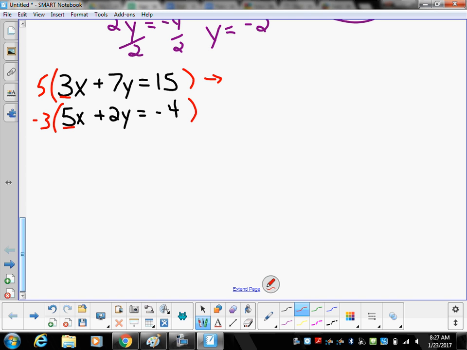So now to do this, I got to distribute the 5 to everything in that first equation. So 5 times 3x is 15x. 5 times 7y is 35y. Equals 5 times 15 is 75.